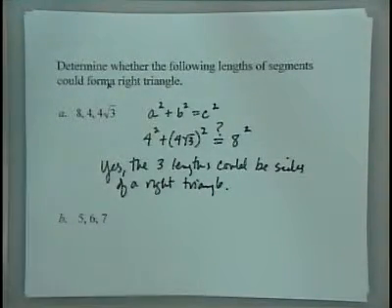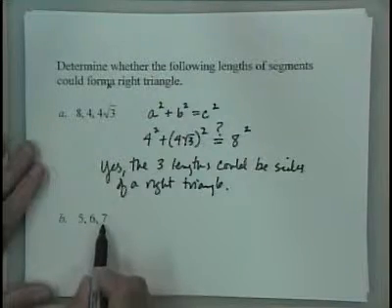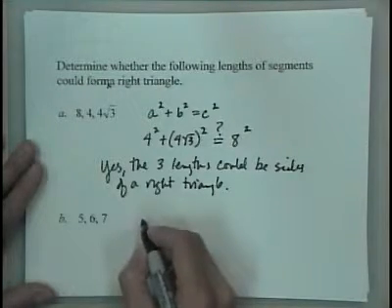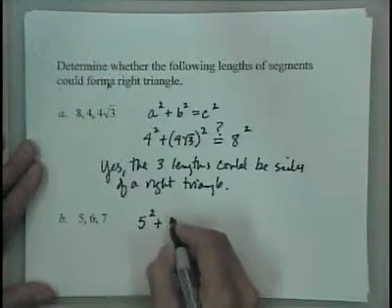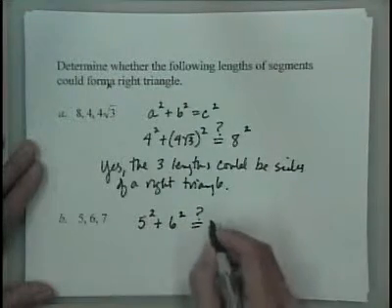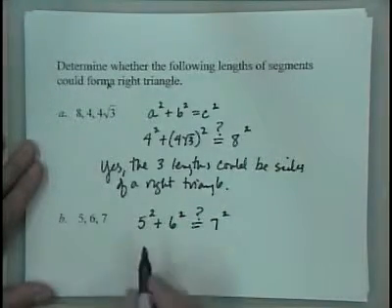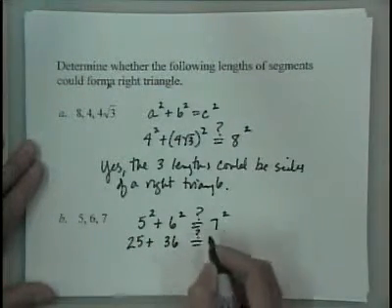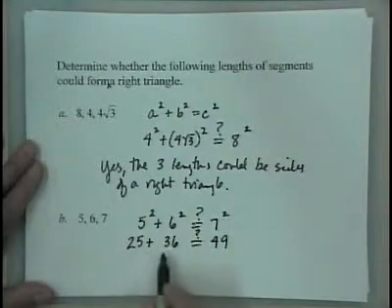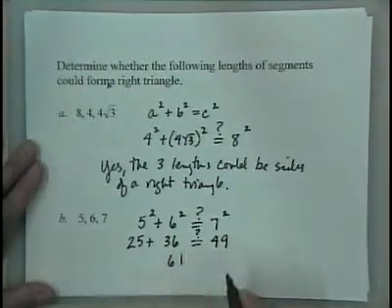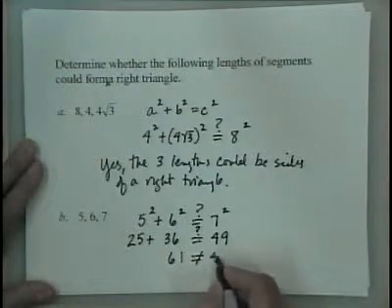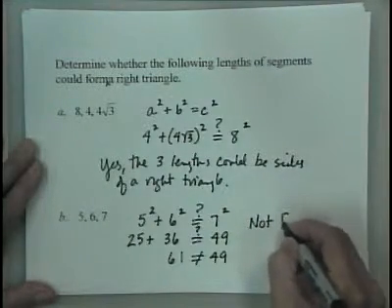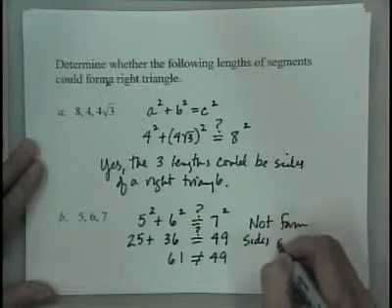Let's try that procedure again with 5, 6, and 7. 7 would have to be the hypotenuse if this were a set of sides of a right triangle. So what I want to know here is if 5 squared plus 6 squared equals 7 squared. 5 squared is 25, 6 squared is 36. I want to know if when I add those I get 49. 25 and 36 is 61, which does not equal 49. So these 3 things do not form sides of a right triangle.